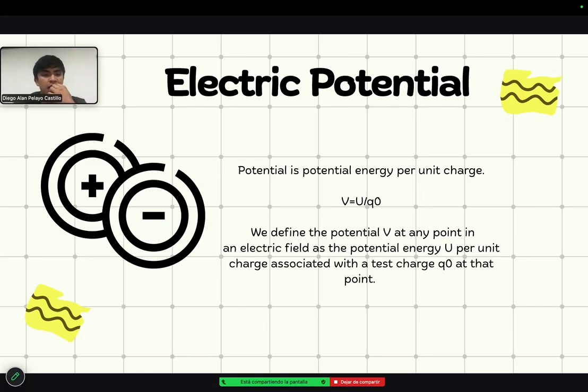So overall, electric potential is defined as electric potential energy per unit charge, as already mentioned. This tells us how much energy a charge would have at a specific point in an electric field.